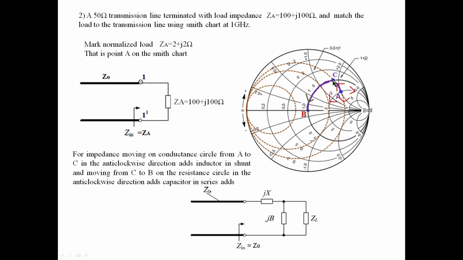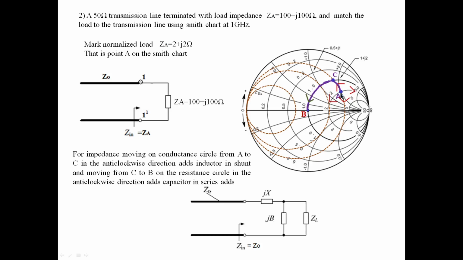So from here I am moving on the resistance circle, so I will reach this point. So starting from here I move to this position. So what I did, after adding this element, from load to C. Okay, now at this position C, I am moving again from C to B. On which circle am I moving? On the resistance circle in the anti-clockwise direction.